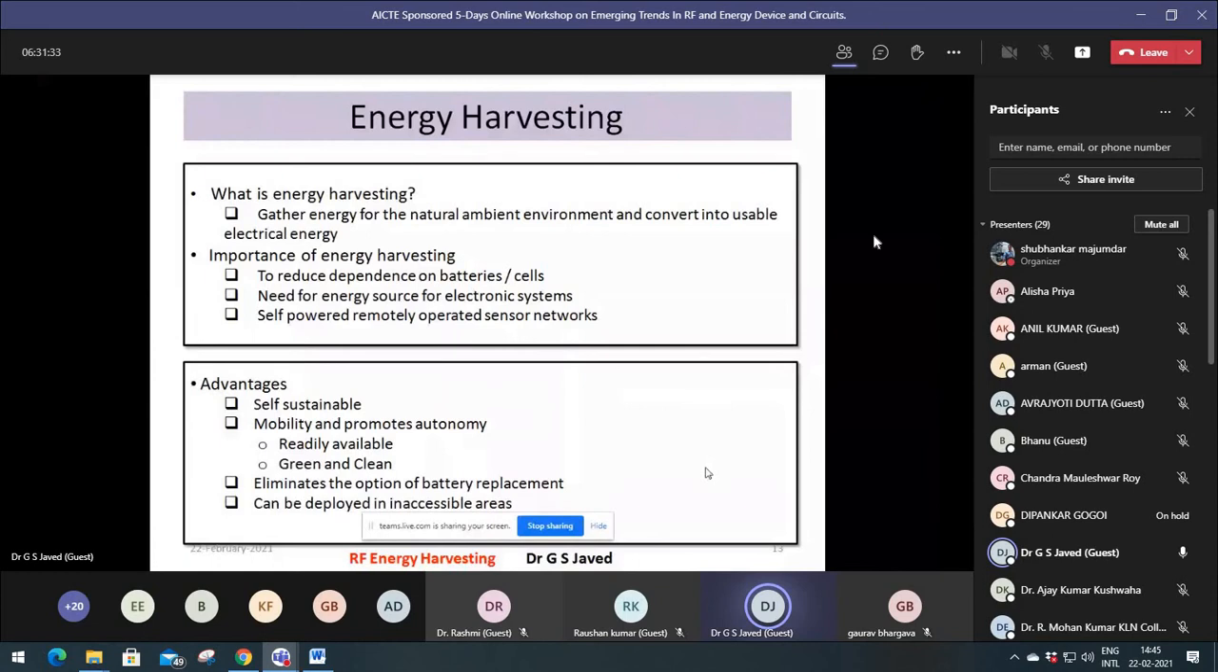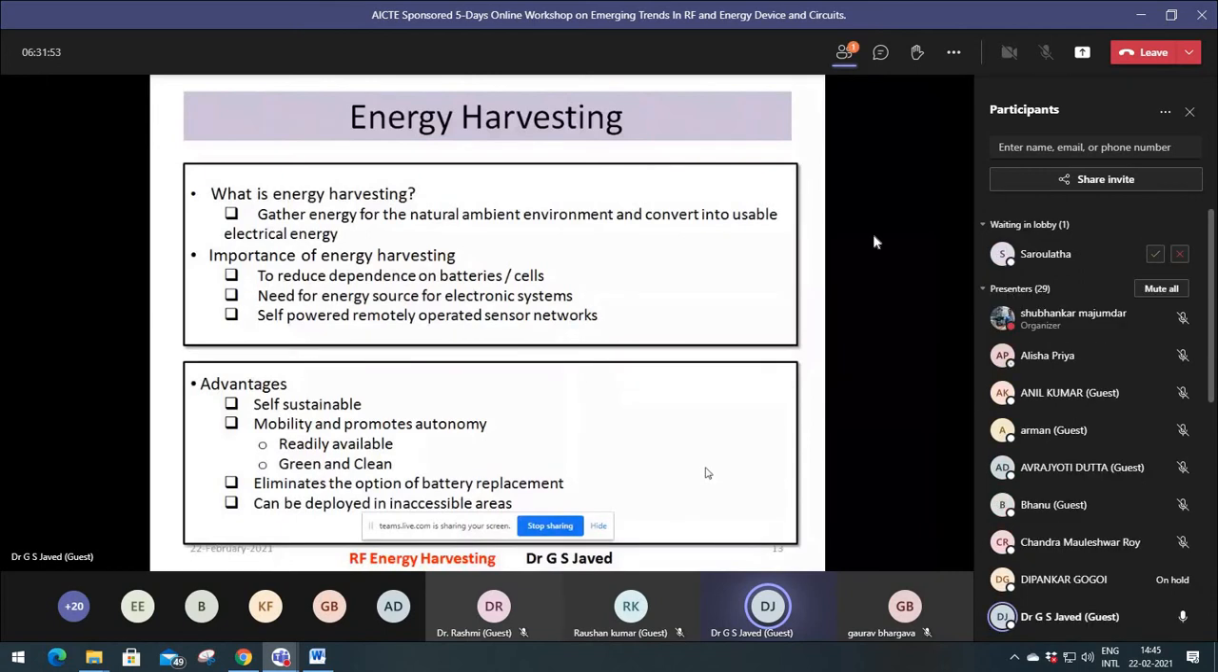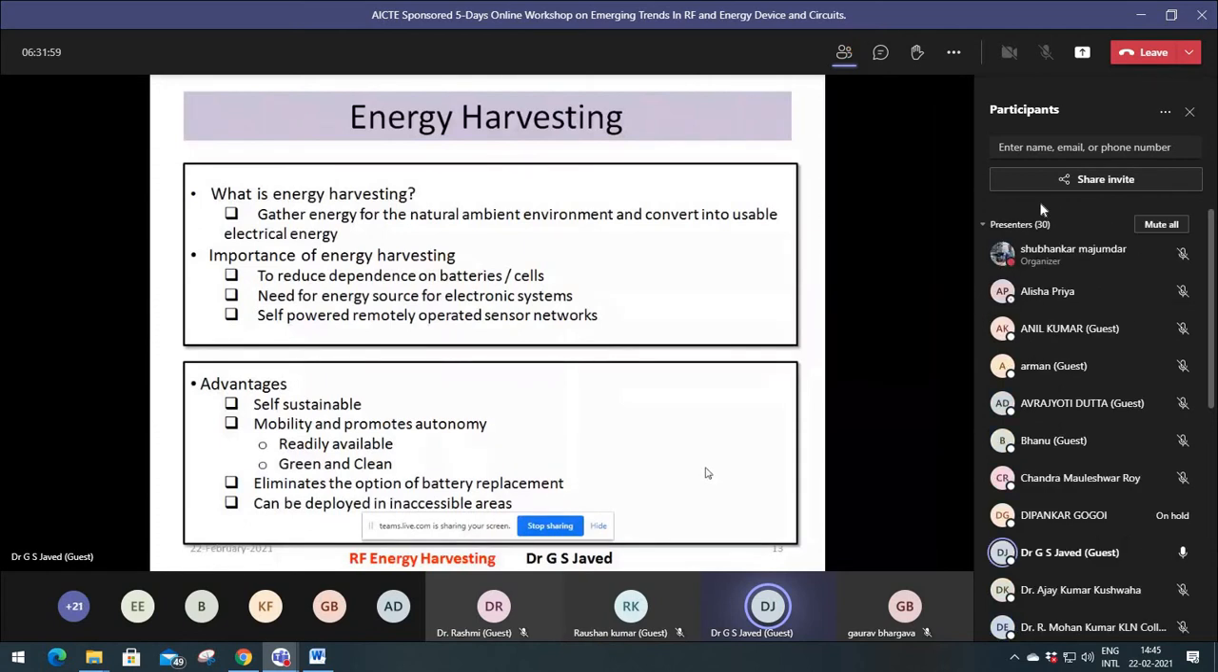Each of these energy harvesting methods, if you can generate and design them well, are extremely self-sustainable, and because they are looking at some of the perennial items in nature, you can always use and reuse them. It allows mobility and promotes autonomy. They are readily available and a very good source of green and clean energy. There is no carbon footprint on most of them. It eliminates the option of battery replacement, and a good number of these harvesting sources can be deployed in inaccessible areas.